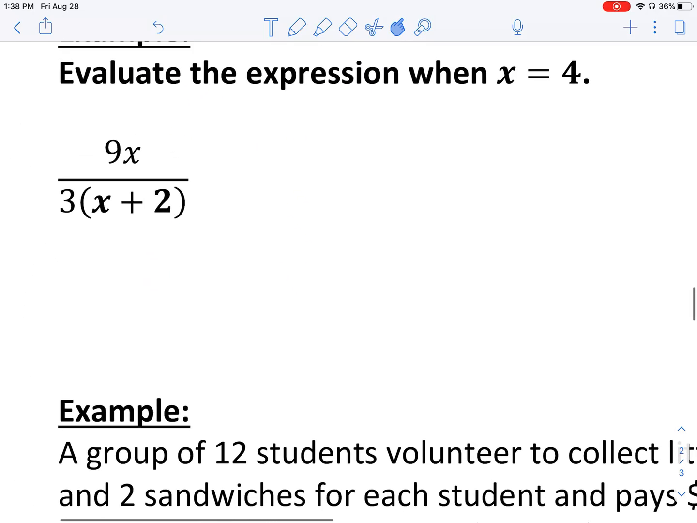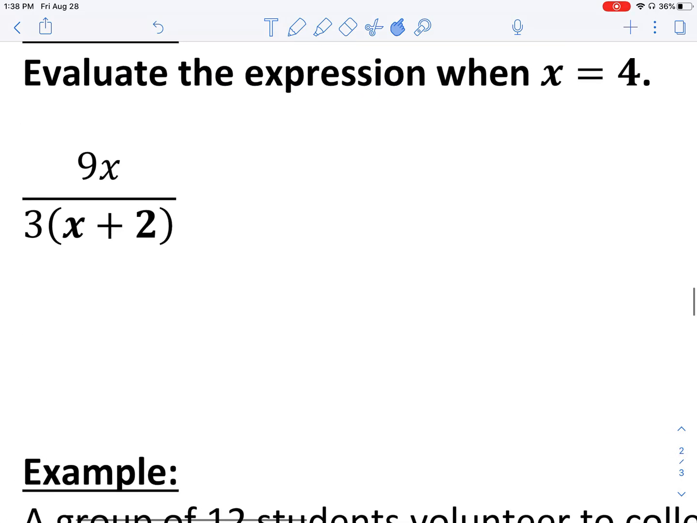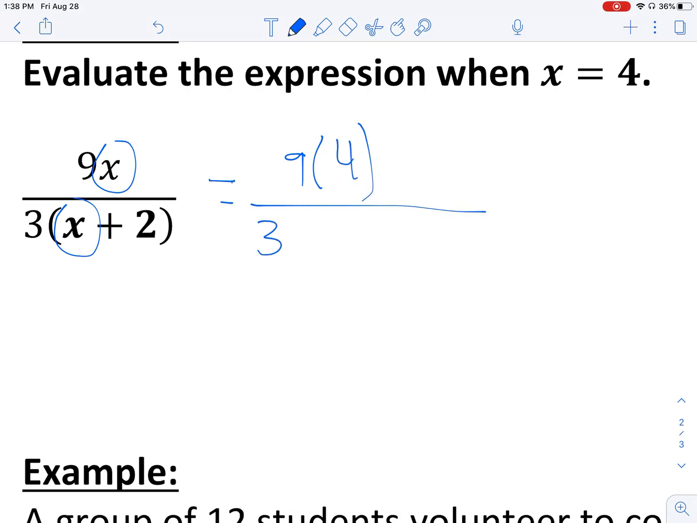Moving right along here. We want to evaluate this expression when x is 4. Very, very simple. Every place we see x, we're not going to write x. We're going to replace it with the value of 4. So this is going to give me 9 times 4 over 3 times 4 plus 2.